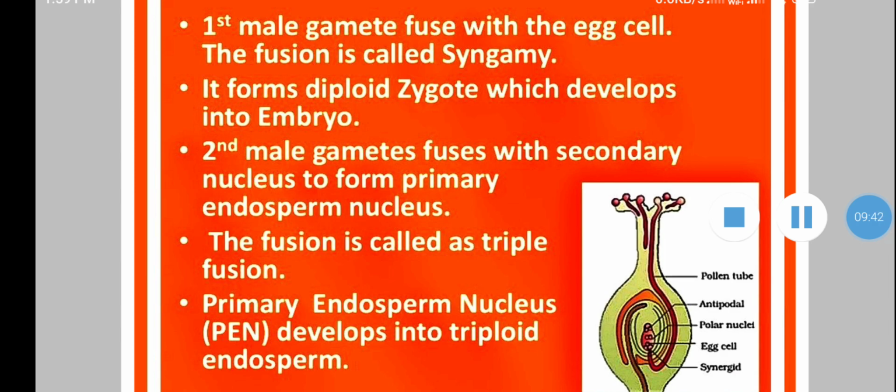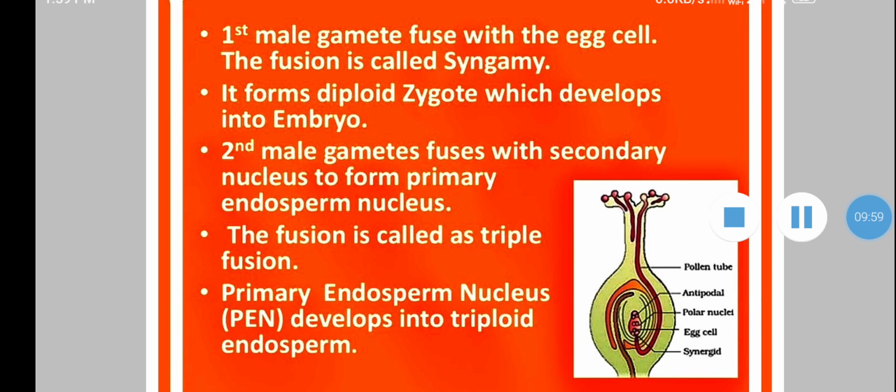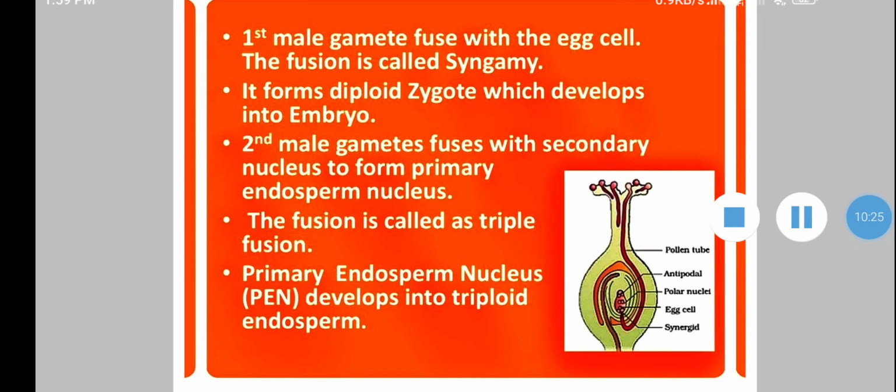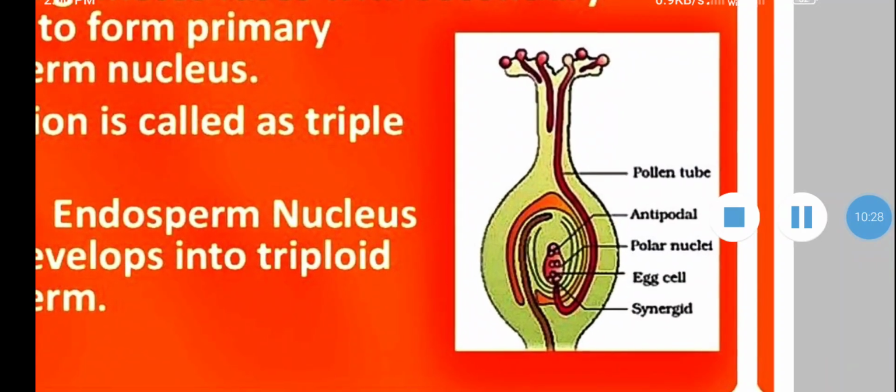Second male gamete fuses with secondary nucleus to form primary endosperm nucleus. The fusion is called as triple fusion. Primary endosperm nucleus develops into triploid endosperm. Here in this process, fertilization takes place twice and therefore this process is called as double fertilization, in which one male gamete fuses with the female gamete, second male gamete fuses with the secondary nucleus, and therefore formation of zygote and formation of endosperm take place, and therefore this particular procedure is called as double fertilization, as you can see here in the picture.